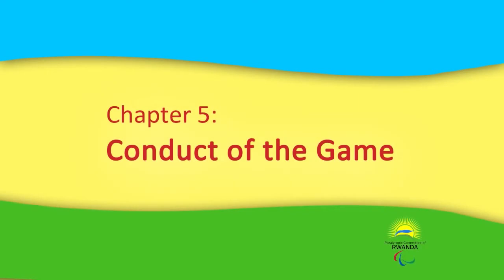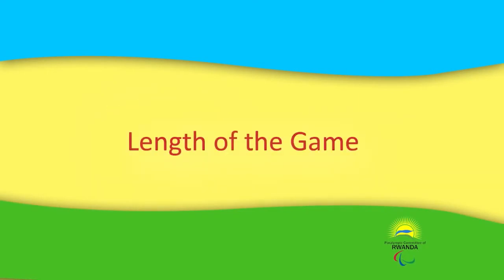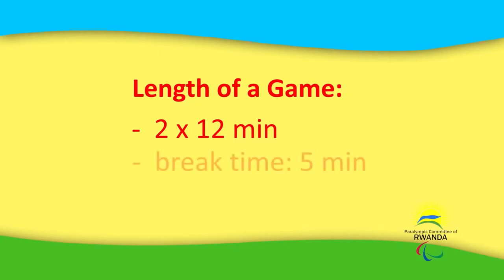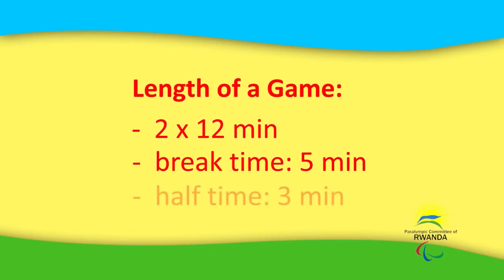Chapter 5: Conduct of the game. Length of the game. A game takes 24 minutes divided into 2 equal halves of 12 minutes. Between 2 games, there should be at least 5 minutes break time. Half time shall be 3 minutes.